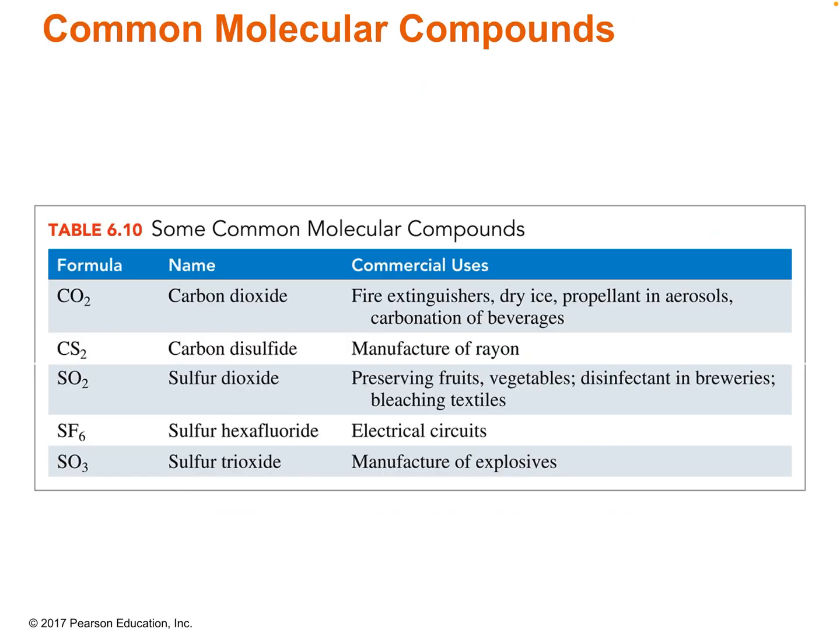So here are some examples. We have carbon, and then there are 2 oxygens, so we call this dioxide to tell us that there are 2 oxygens. And then carbon disulfide to tell us that there are 2 sulfurs. Sulfur dioxide to tell us there are 2 oxygens. Sulfur hexafluoride to tell us there are 6 fluorides. And then sulfur trioxide to tell us that there are 3 oxygens, right? So that's a couple examples. We're going to see some more in a minute on how these names tell us about the formula.